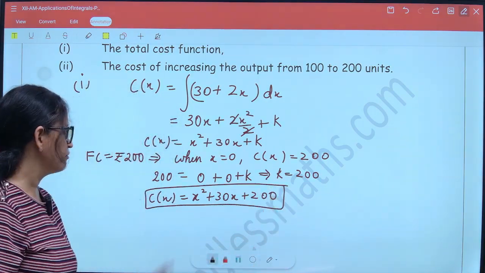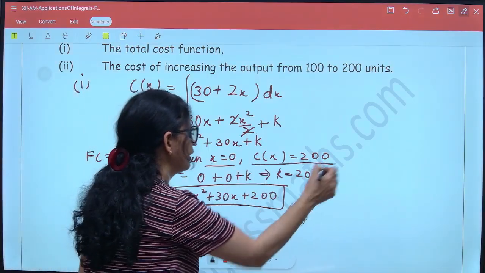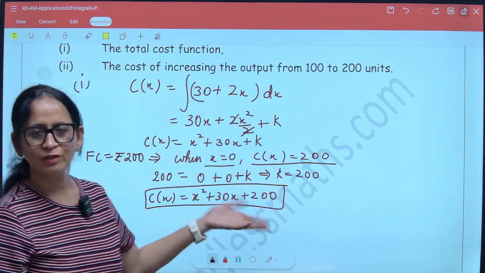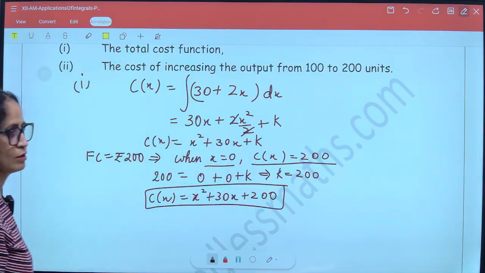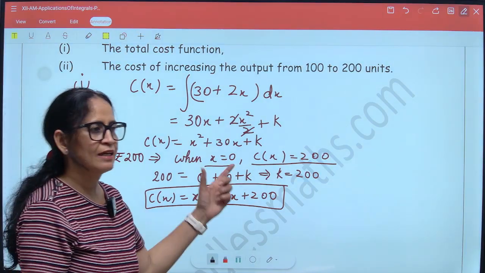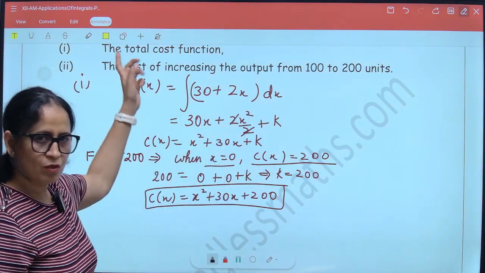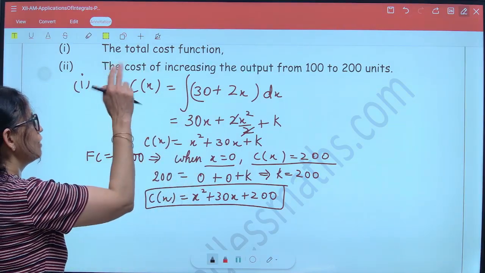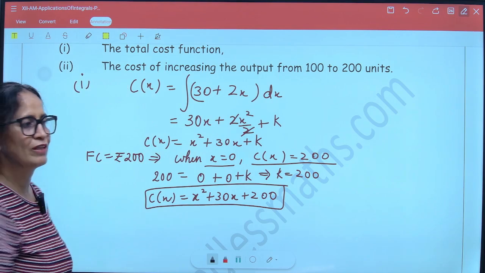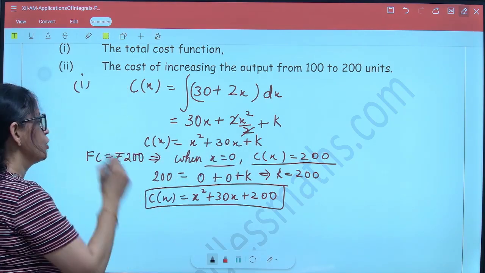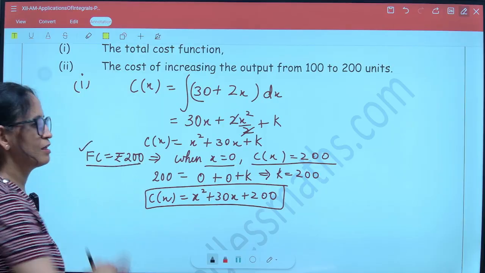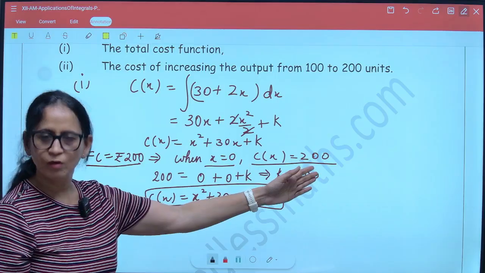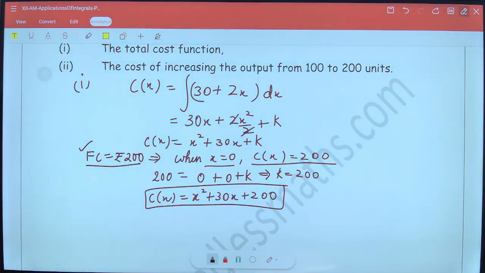Now you must be wondering why we are putting x equal to 0 and equating the cost function to the given value. Why can't we straight away replace k with the constant value? Because in both the cases we got k as the same value that was given in the question. But in some questions, k is not directly the same as the fixed cost given in the question. We'll see in subsequent questions that k may not always be equal to the fixed cost, so we cannot directly replace k with the fixed cost. You need to use this condition when the fixed cost is given. That means when x is 0, when no production is done, the cost is equal to whatever fixed cost is given to you.